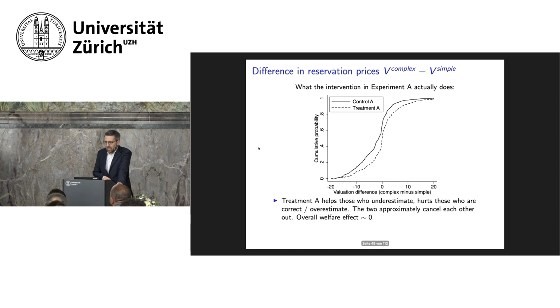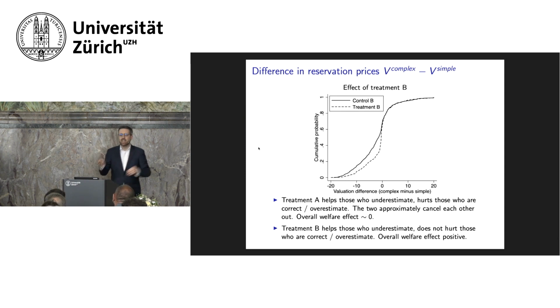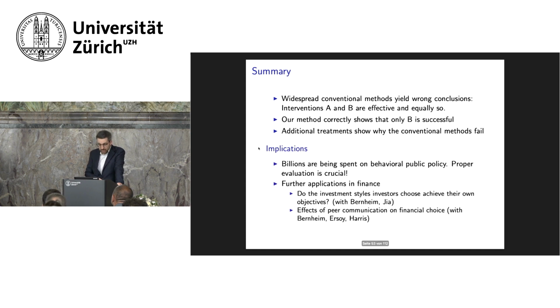And as it happens, the amount of welfare gains and the amount of welfare losses to the other people about cancel each other out. So overall, there's nothing in terms of welfare improvement. We get a very different picture when we look at the intervention that includes practice with feedback. In that case, we only get the beneficial effect, but we don't get the countervailing harmful effect. So we can conclude that the second intervention works well, the first intervention doesn't work at all, and that is completely different from the conclusions we would have drawn using the conventional methods. And we have additional treatments to show why the conventional methods fail.